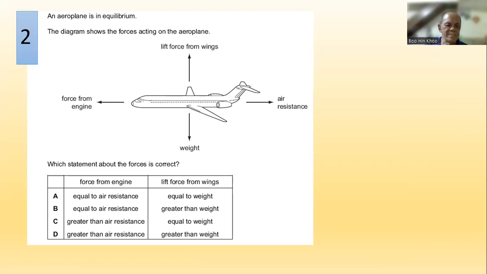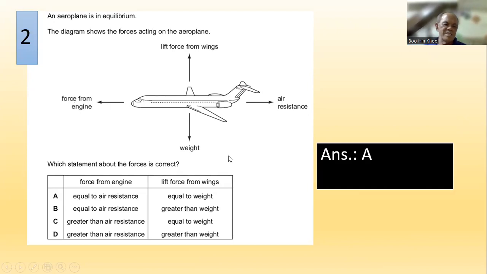Force from the engine, lift from the wings. Force from the engine is balanced by air resistance, equal to air resistance. Lift, force from the wings, equals the weight. The answer is A.